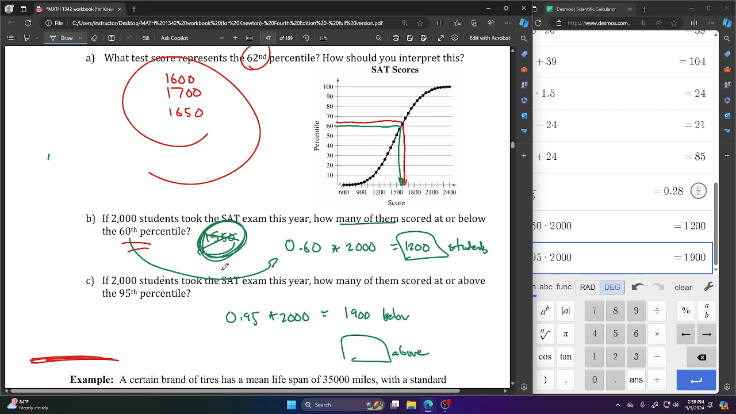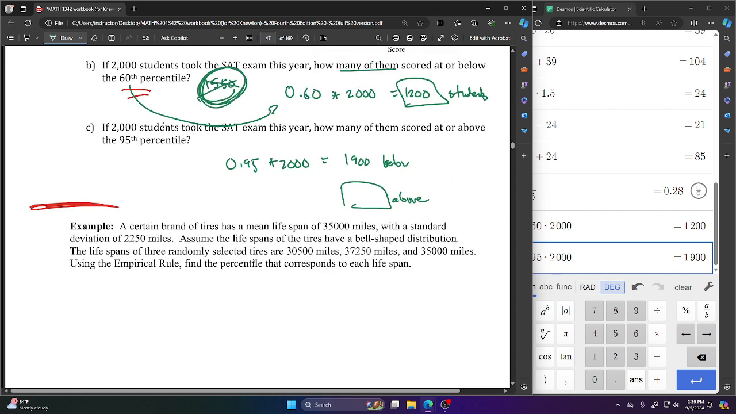Anyways, yeah. So what we're gonna do is the 2,000 that we had minus that 1,900, and so we got 100 that are above. Yep, exactly.